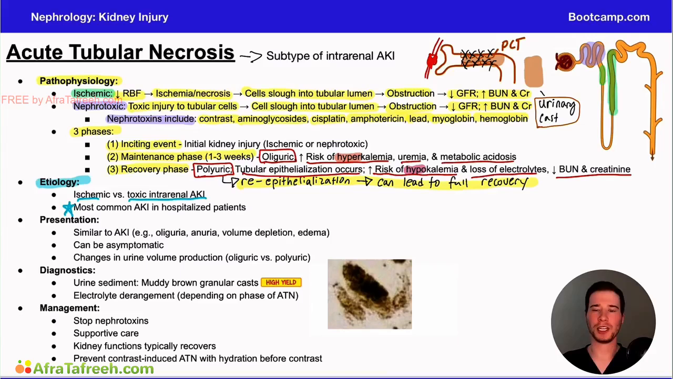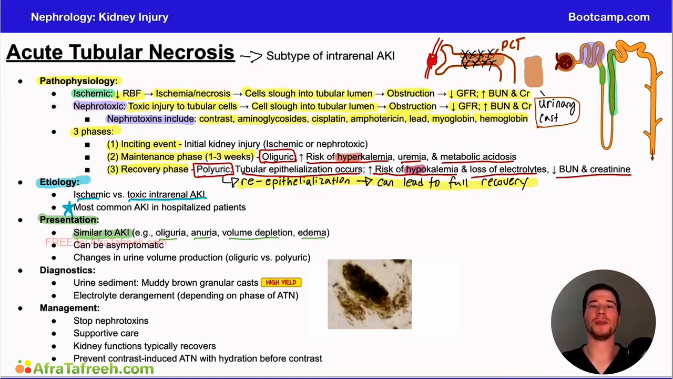When we talk about the presentation here, we're really going to keep in mind that this is going to present very similarly to an acute kidney injury. So we're going to see things like oliguria, anuria, volume depletion, potentially edema, and there are a variety of different ways a patient can present when they have an acute kidney injury.